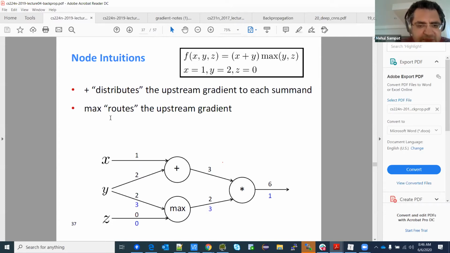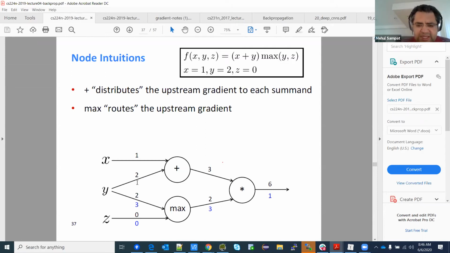The max node is sort of like a router. The upstream gradient is 3, and in this case the entire upstream gradient went only along this arm, and here you got 0, because of our particular values of y and z. This makes perfect sense: suppose z was 5 and y was 2, then all this gradient would be routed along this arm, so it would be 3 here and 0 here.